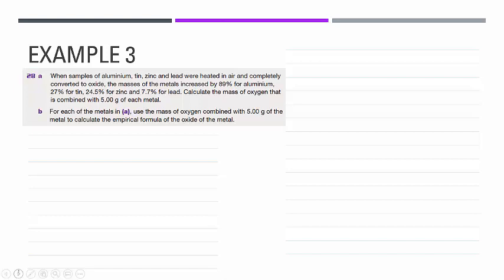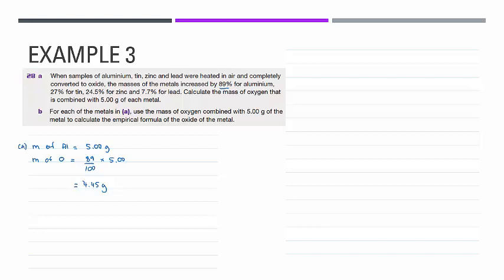Okay, so what they've basically told us in this question is that we've got to assume that we've got 5 grams of the metal. So in other words, we've got 5 grams of aluminium. Okay, first thing we've got to do is to work out the mass of oxygen that's combined with the 5 grams of the metal. So in the case of aluminium, the mass increases by 89%. So the mass of oxygen that combines with the aluminium will be 89%, which is 89 over 100 times 5. And that works out to be 4.45 grams. Okay, so that's part A.